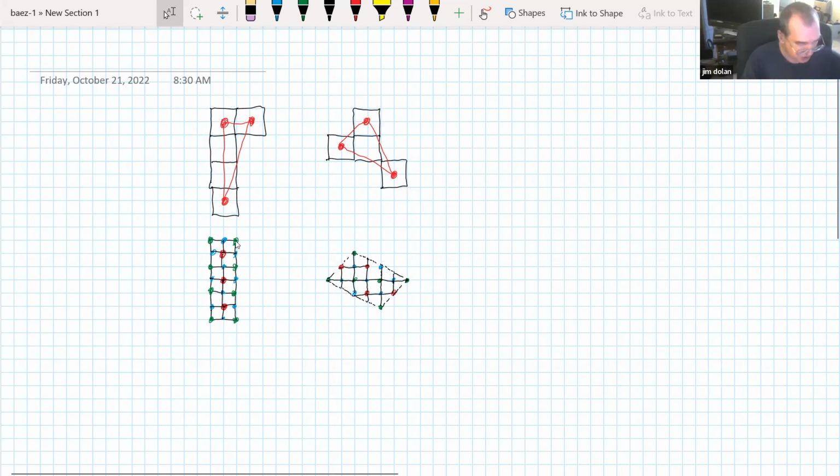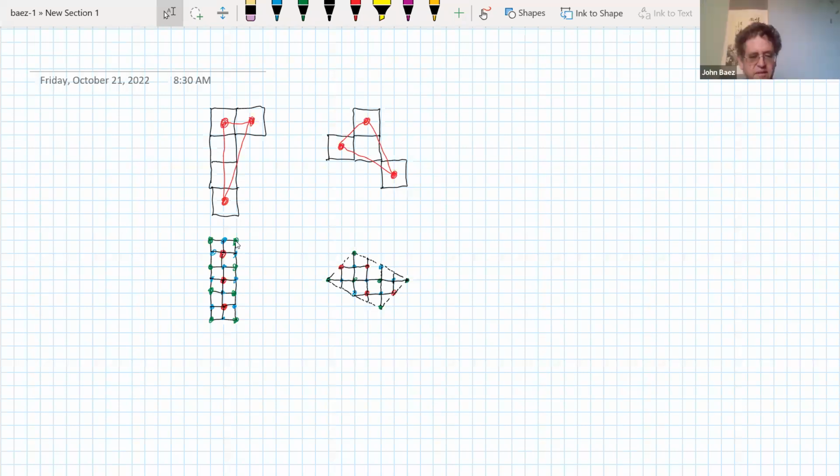Right, and the one on the left, the boundary is both dotted and solid. Yeah. It just happens to work out that way.